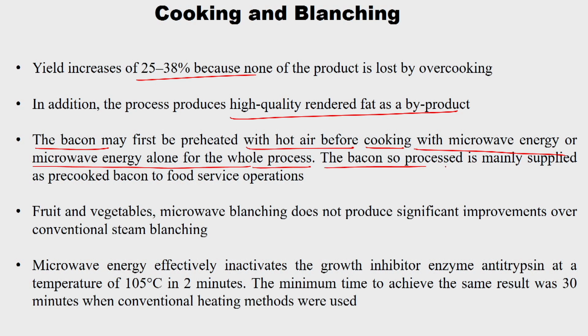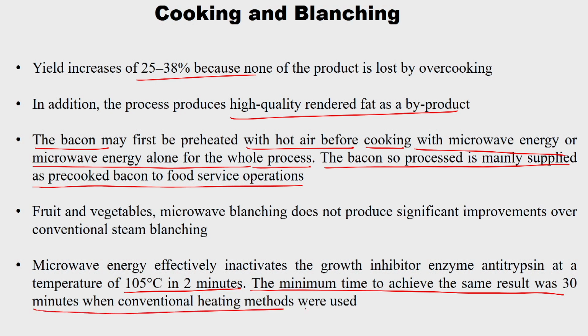The bacon so processed is mainly supplied as pre-cooked bacon for food service operations. So, the cooking also can be done, and blanching we have already seen. In the blanching operations, one of the heating media would be microwave. If you use the microwave energy, the time to reach 105 degrees centigrade is 2 minutes only. The minimum time to achieve the same result was 30 minutes when conventional heating methods are used.